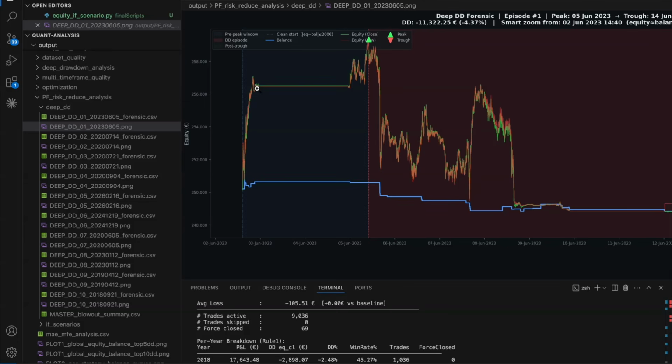Okay, so now we are just removing the equity target. We're just adding a new if scenario. Of course, it's very simple: closing everything at 9 p.m. on a Friday.